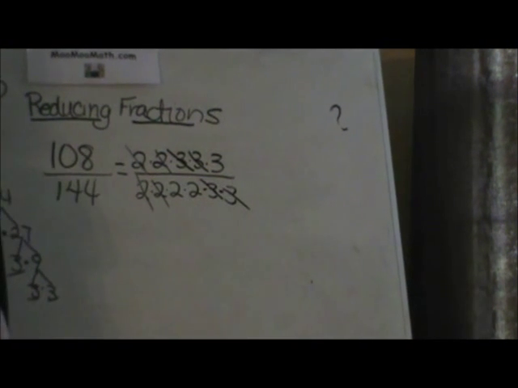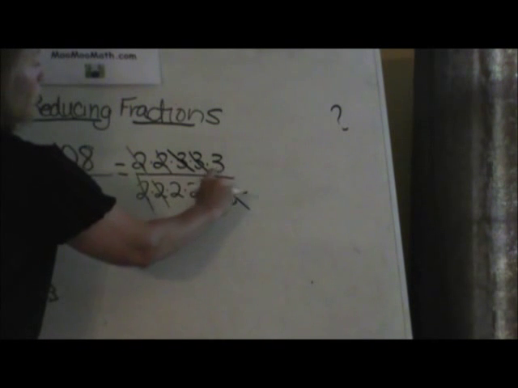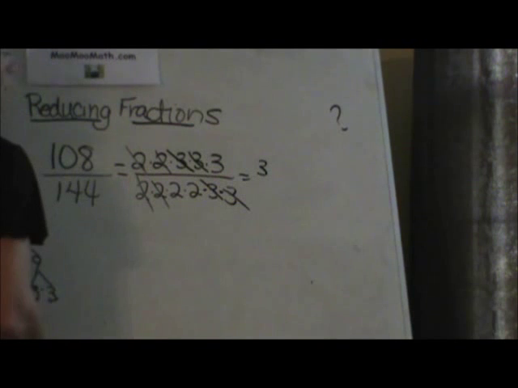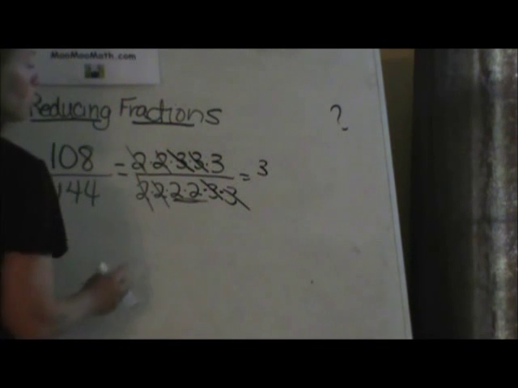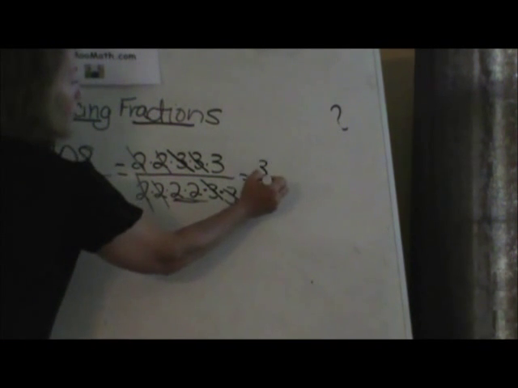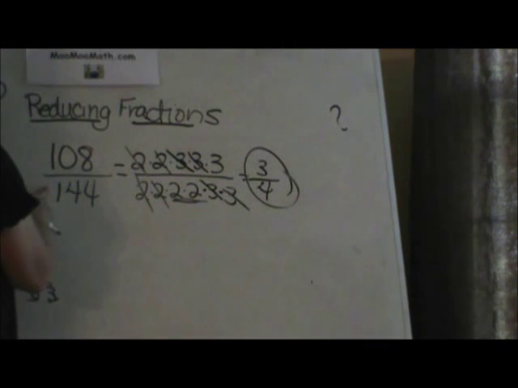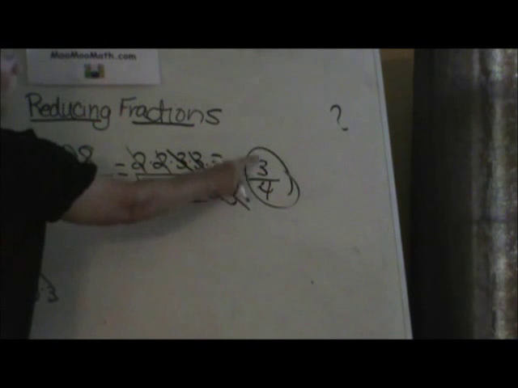Okay, so what do I have left? In the numerator, or in the top, the only thing I have left is a 3. But in the denominator, I have 2 2s. So I multiply those back together, and I get 4. So 108 over 144 reduces to 3/4.